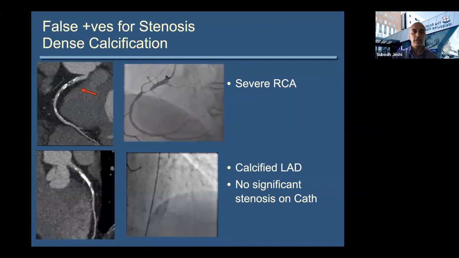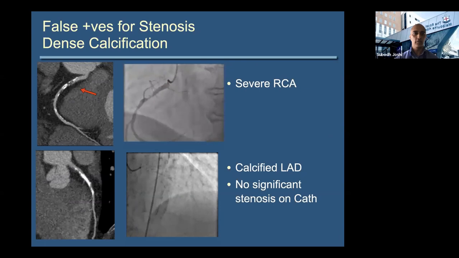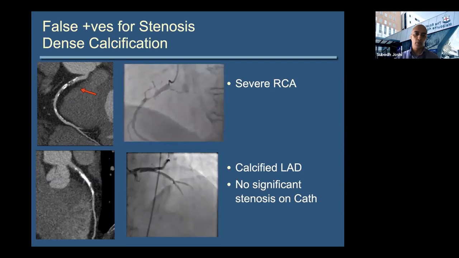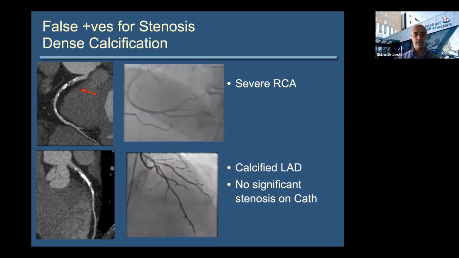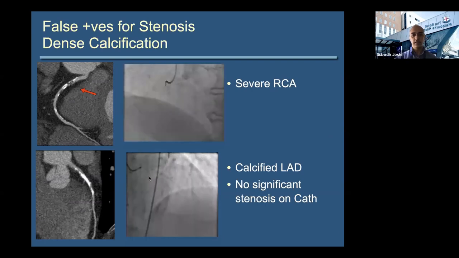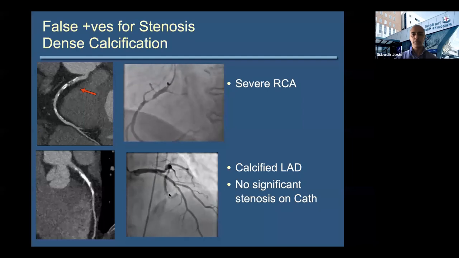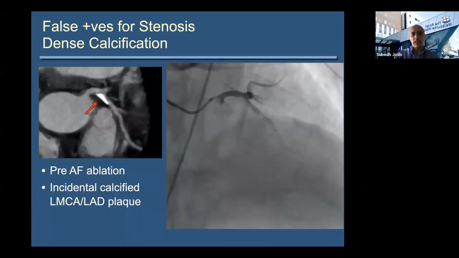So there are some well-recognized limitations of CT though. So dense calcification is one of them. Here's a patient with a severe right coronary artery stenosis, which we picked on CT, but the LAD was very heavily calcified. The way we ended up reporting this was can't exclude significant stenosis. And as you can see on the cath, there's no obstruction there. And this happens quite a lot.